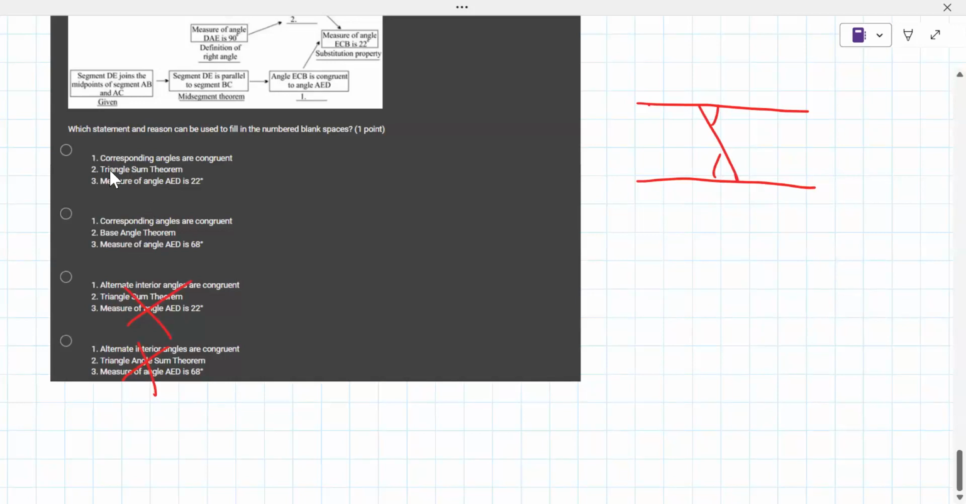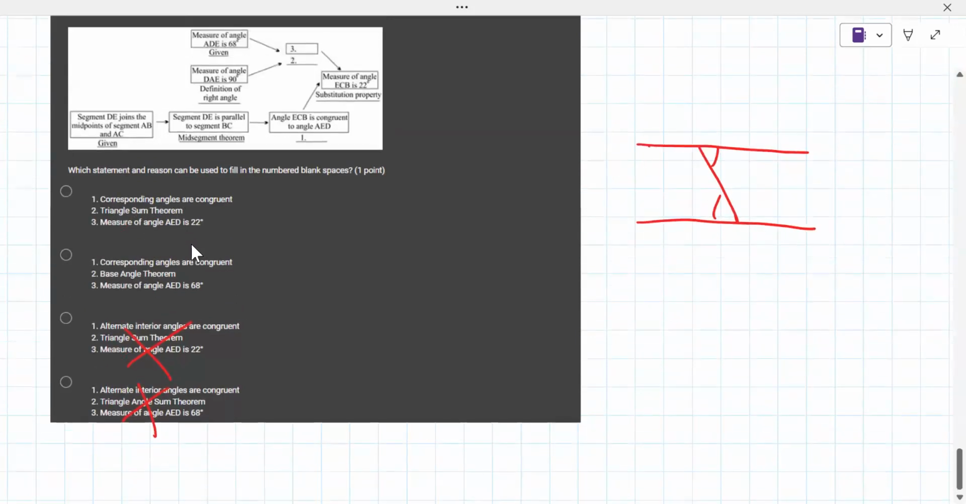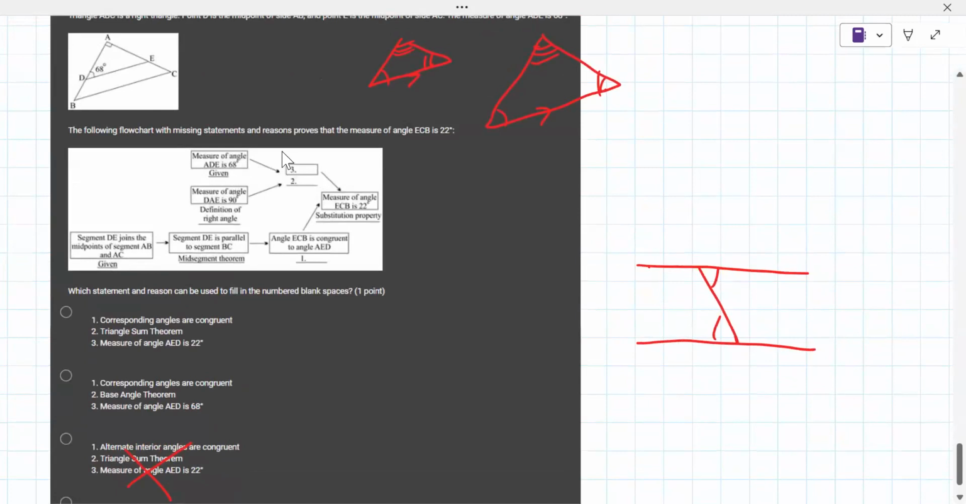So now we're up to the triangle sum theorem. The triangle sum theorem is like the three angles have to add up to 180. So if they give you two of the angles, you have to come up with the third angle. That's the base angle theorem? I don't know what that is. That might be something to do with... I don't know what to do with that, but triangle sum theorem is the answer.